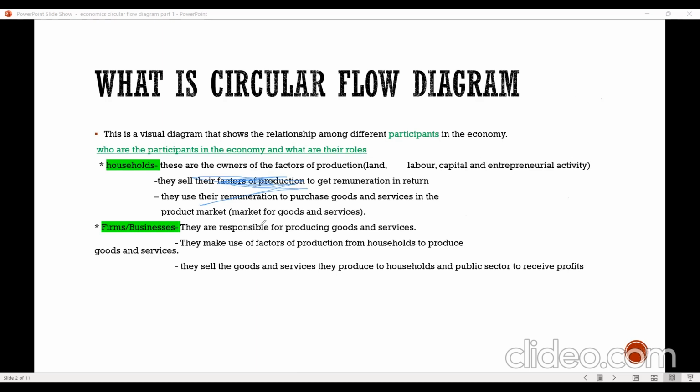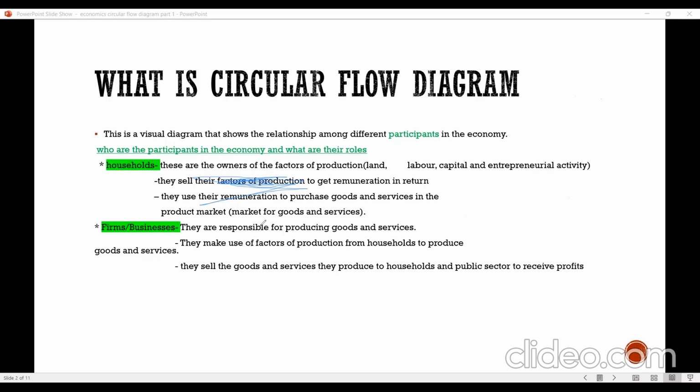Households, as the owners of the factors of production, cannot just sit with them and do nothing. It won't get them anything in return. They have to sell their factors of production in order to earn, in order to make a living. They sell these factors of production to the factor market. The factor market is the market for factors of production. The factor market will then sell these factors of production to the businesses.